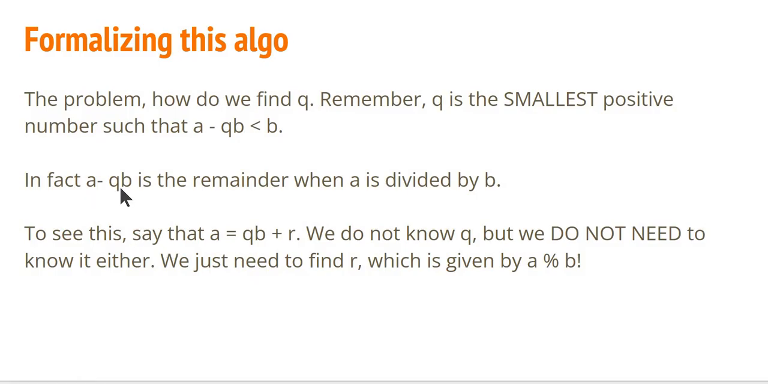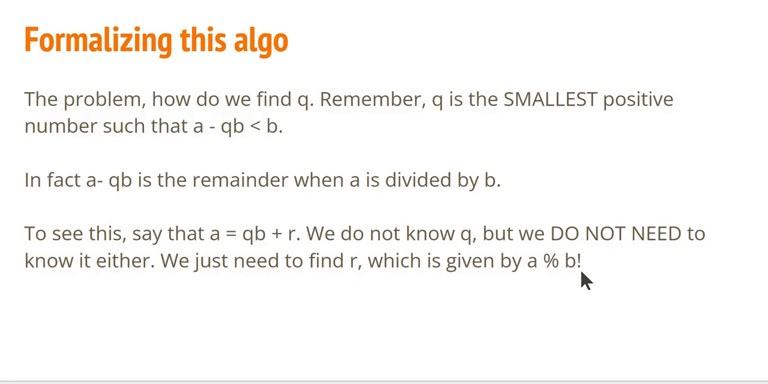In fact, A minus QB is the remainder when A is divided by B. To see this, you can argue that if A is QB plus R, remember R is less than B, all I need to do is to get to this R, which is nothing but the remainder when A is divided by B.